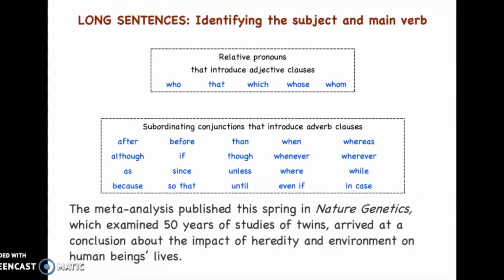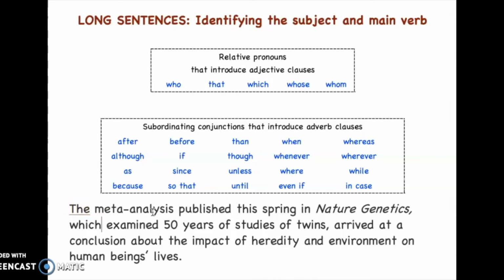Okay, let's look at another example. The meta-analysis published this spring in Nature Genetics, which examined 50 years of studies of twins, arrived at a conclusion about the impact of heredity and environment on human beings' lives. To start with, we already know that the word the is not going to be the subject or the main verb. So we can eliminate that already.